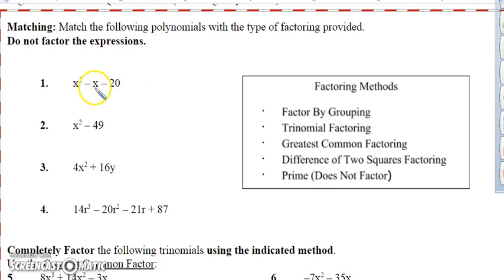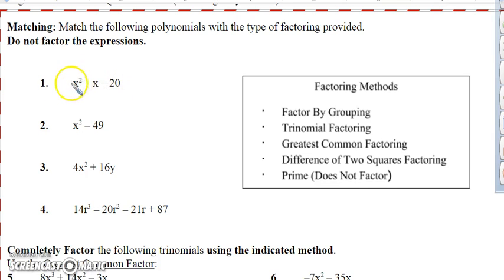In this first section, by the way, this is set up exactly like your quiz, so expect problems exactly like this. Your first set of problems here, what you are doing is matching what type of factoring you're doing. So you don't even have to factor these. So let's take a look.